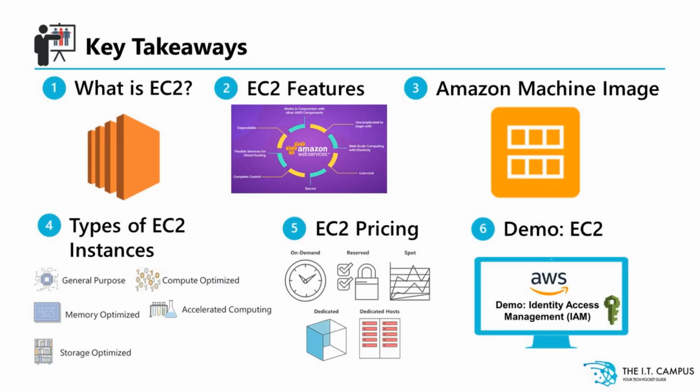Alright, so what did we learn in this video? We learned what Amazon Elastic Compute Cloud is and what kind of features Amazon EC2 provides. Also, we learned what an Amazon Machine Image (AMI) is, how many types of Amazon EC2 instances are available, and what the pricing model of EC2 is. Lastly, we did a demo of AWS EC2.